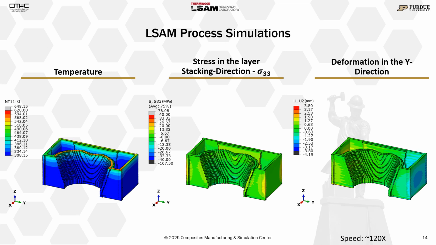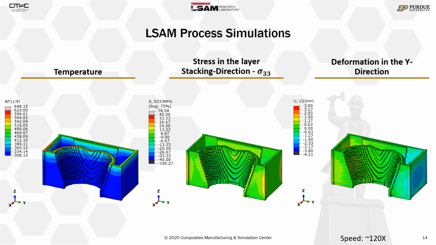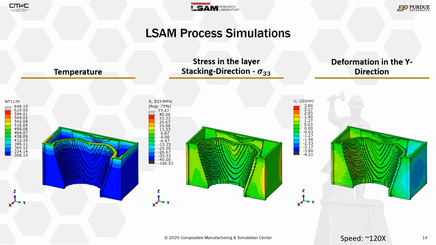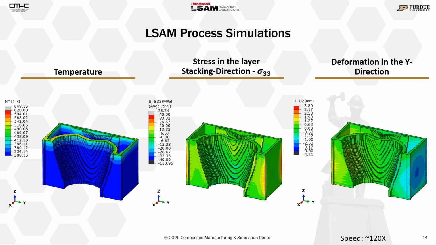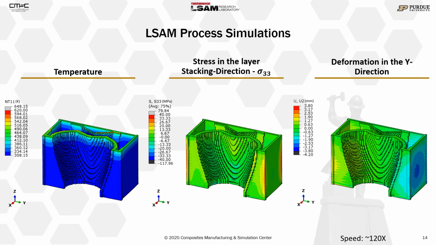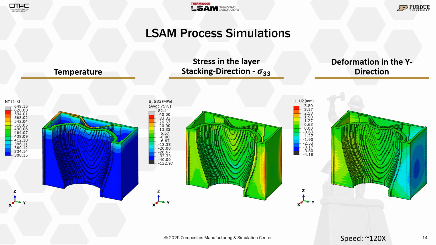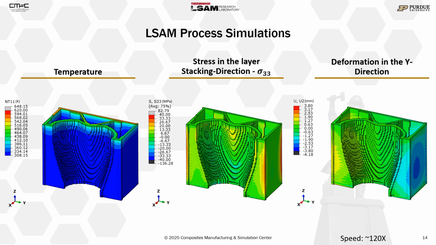In the middle, we're looking at the stresses in the layer stacking direction, or the Z direction. And as you can see, stresses are primarily localized in the corners, where the part is more prone to delamination starting. And then on the right-hand side, we can look at the deformation in the Y direction.